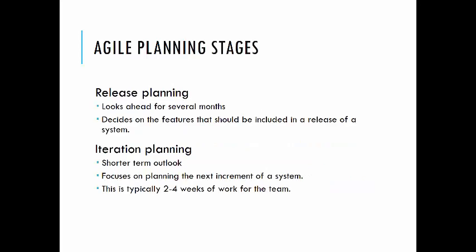Release planning is where you look ahead for several months and decide what features should be included in the release of a system. Iteration planning is shorter, basically focusing on the next increment of a system, and these are typically 2 to 4 weeks of work for the team, or the equivalent of a sprint cycle in Scrum.